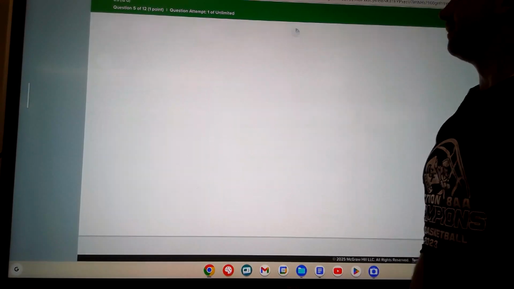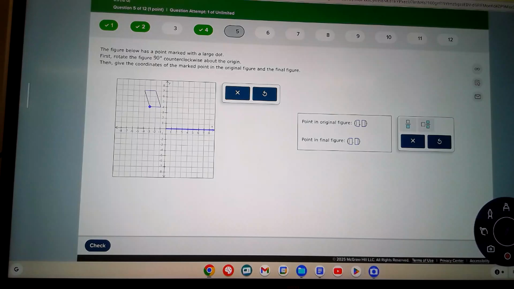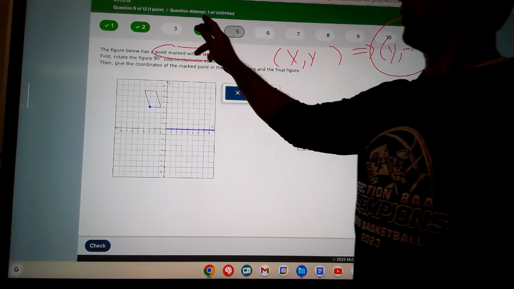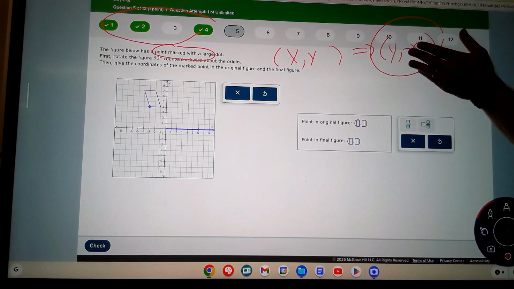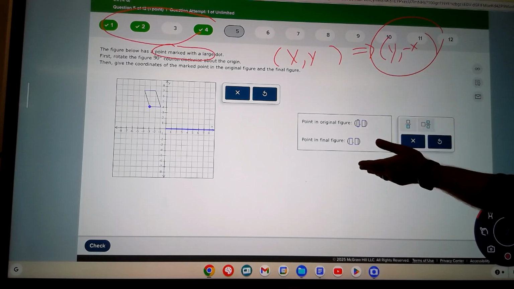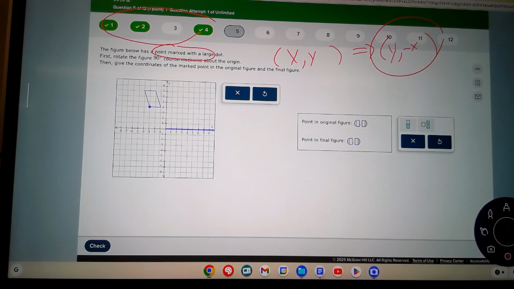Number 5. You'll notice it starts over. It's the same 4 questions 3 times throughout. So you're moving it, point original, and then the final figure all the way through. They should all be the same.